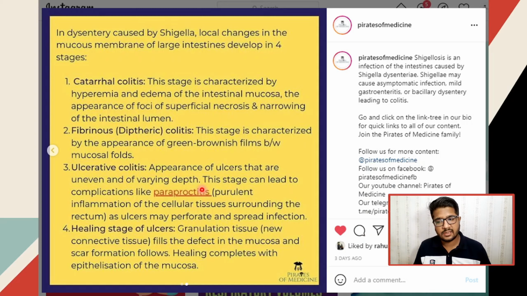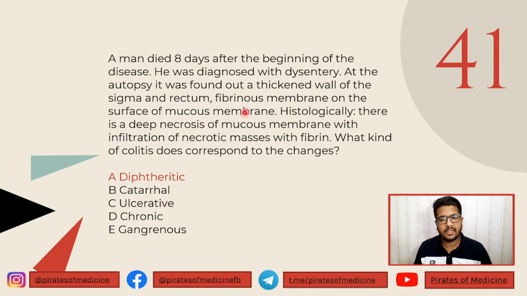Then if these ulcers don't rupture and they are healed by granulation or connective tissue coming inside them and filling the defects, then we have the healing stage of ulcers. In the question you can see that there is a lot of mention of fibrinous membrane, necrotic masses with fibrin. So from here you can understand that this is the diphtheric stage of colitis.